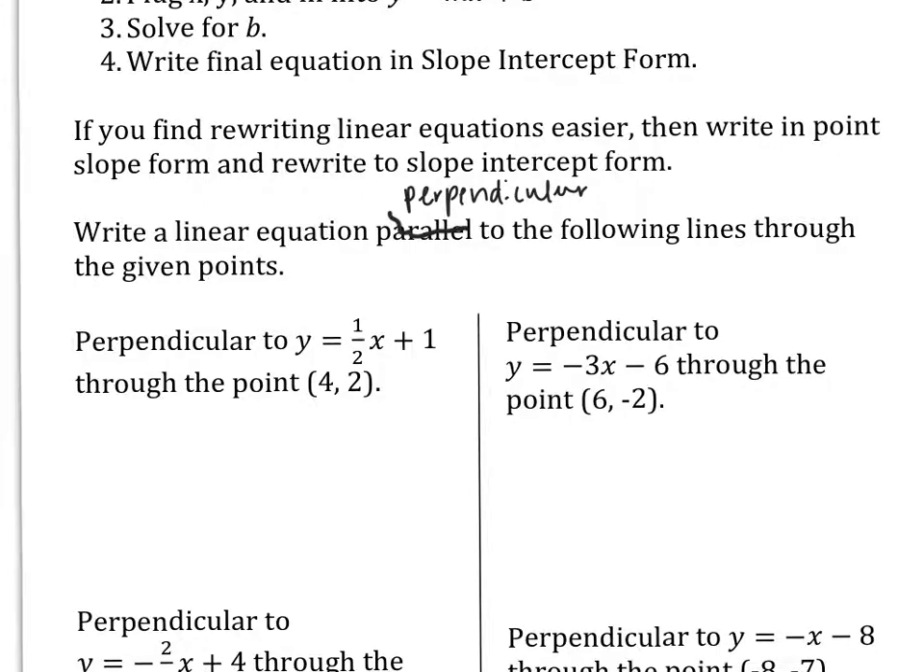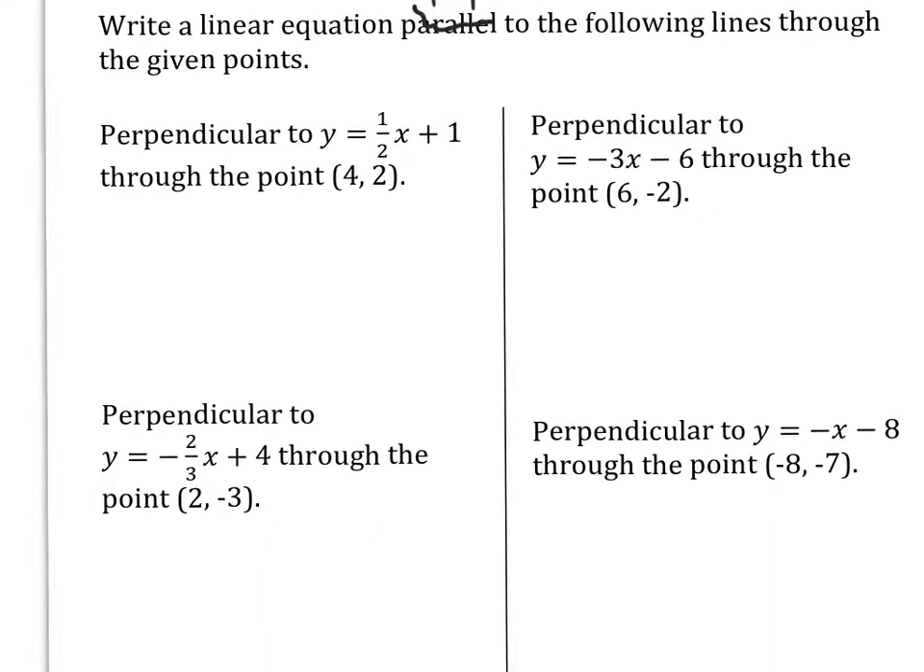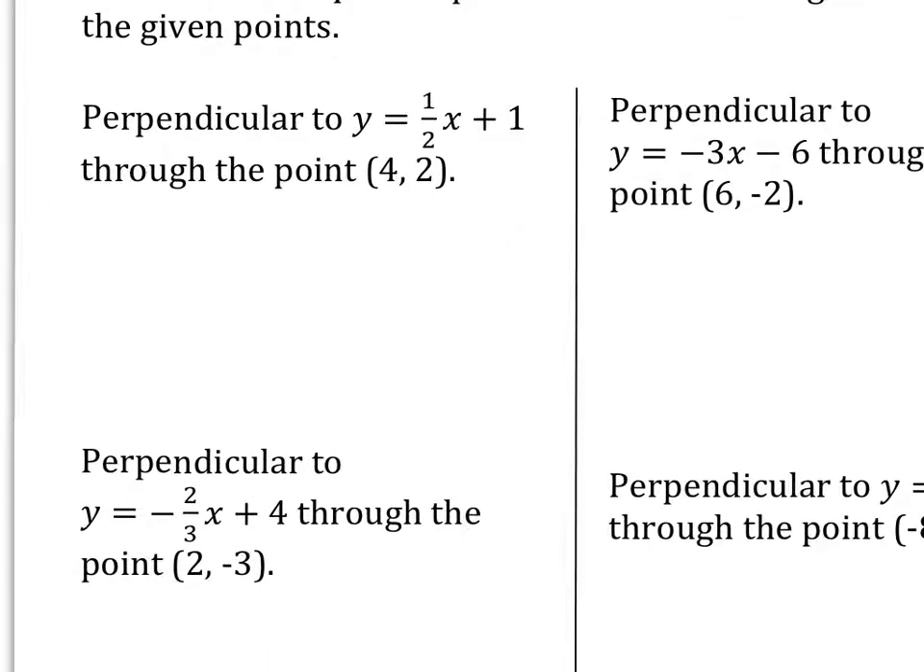Okay, so let's take a look at this first example. Perpendicular to 1/2 x plus 1 through the point (4, 2). So what I need to do first is look at this slope, and the slope is 1/2, and I need to find the perpendicular slope to that. So if I flip and change the sign, m now is negative 2.